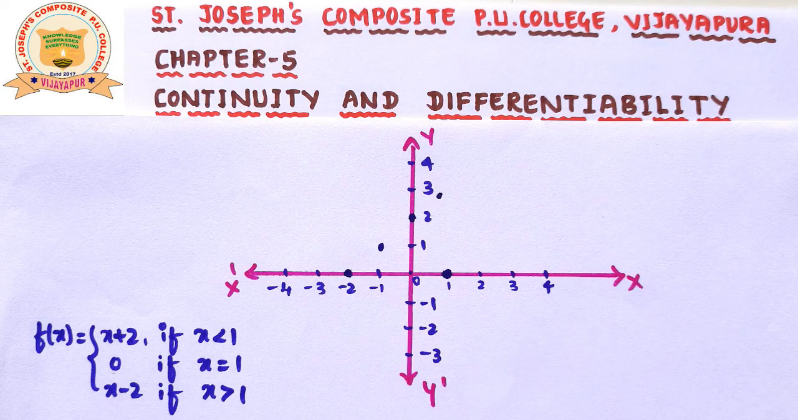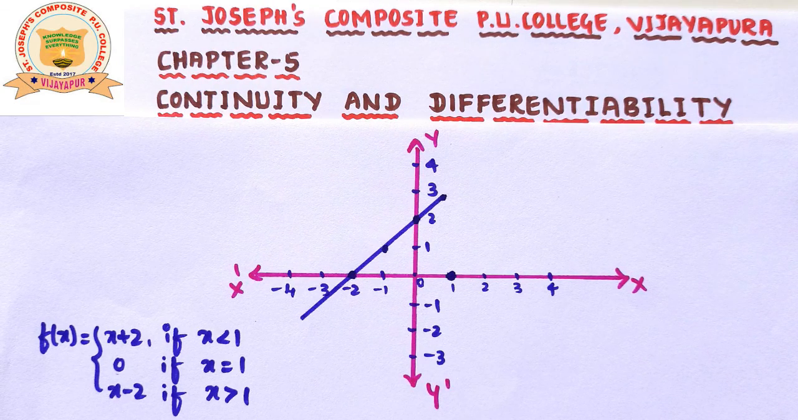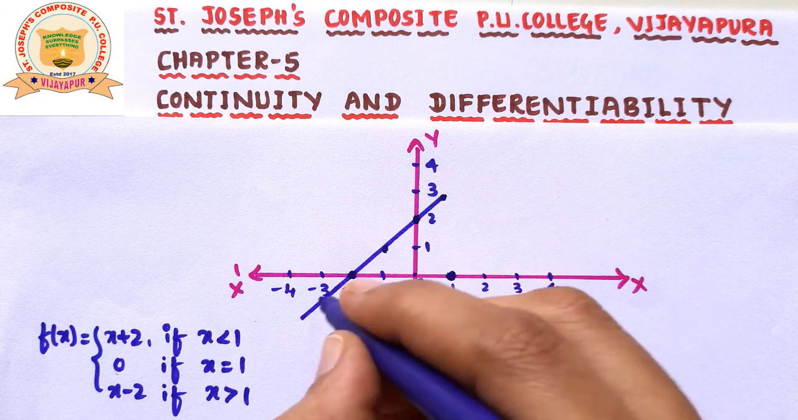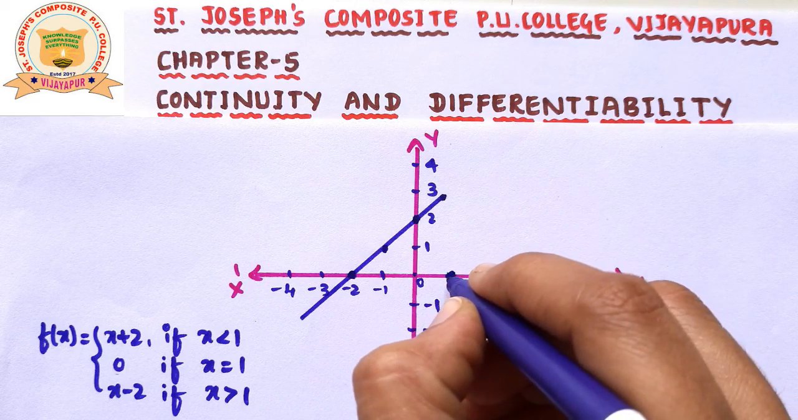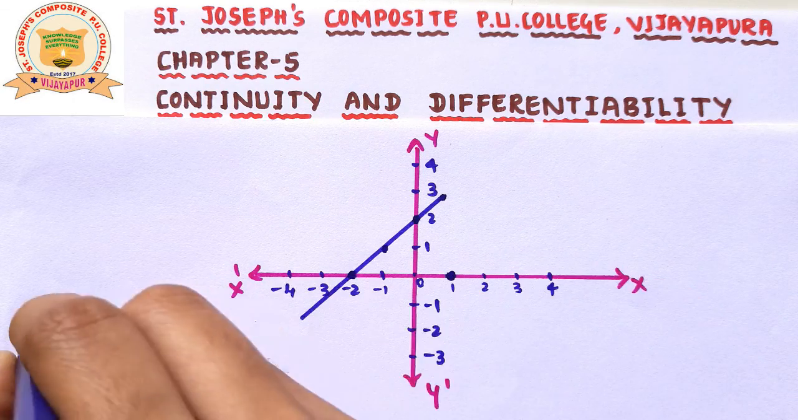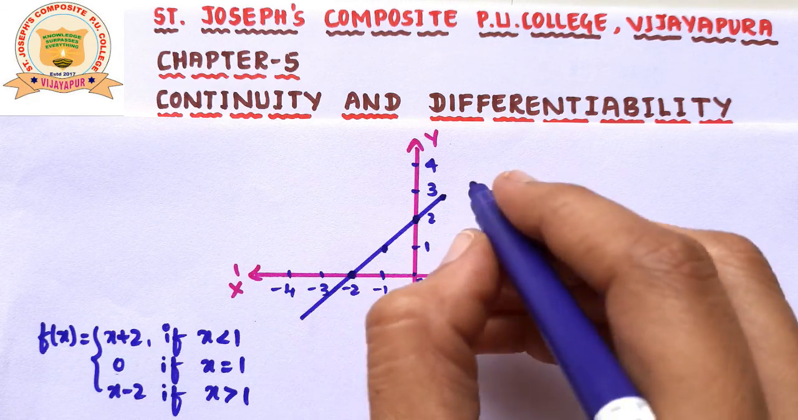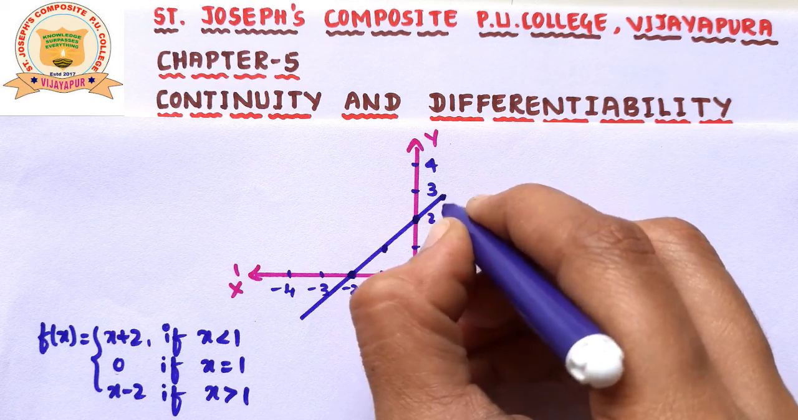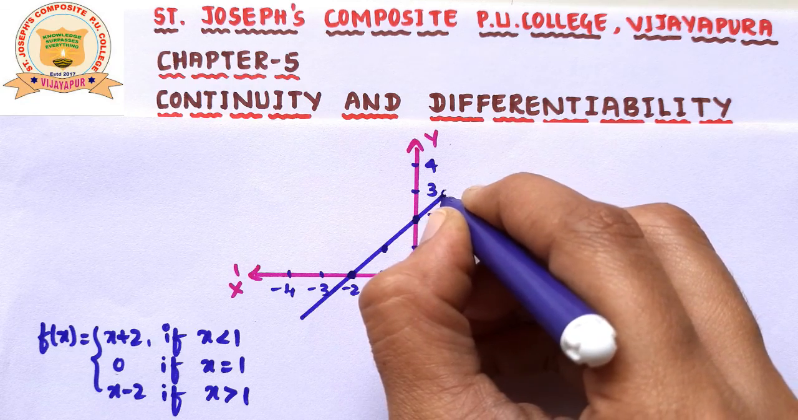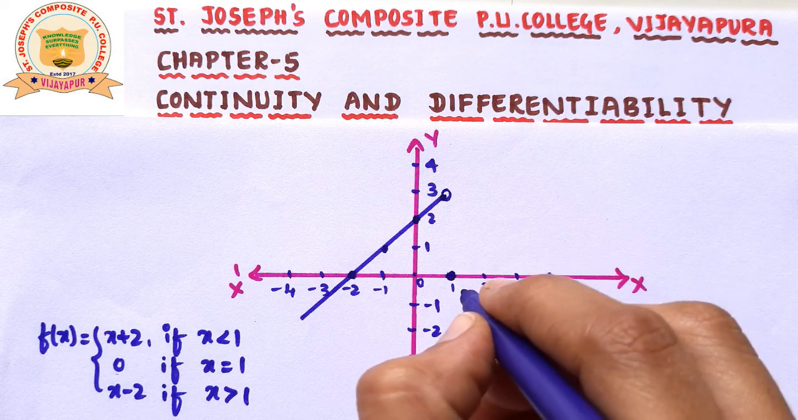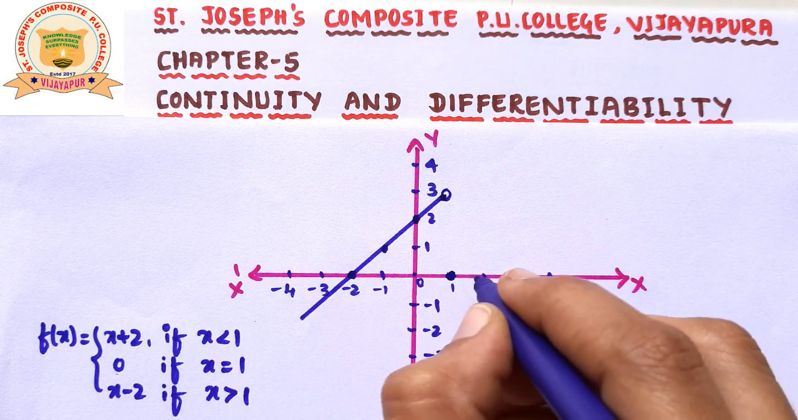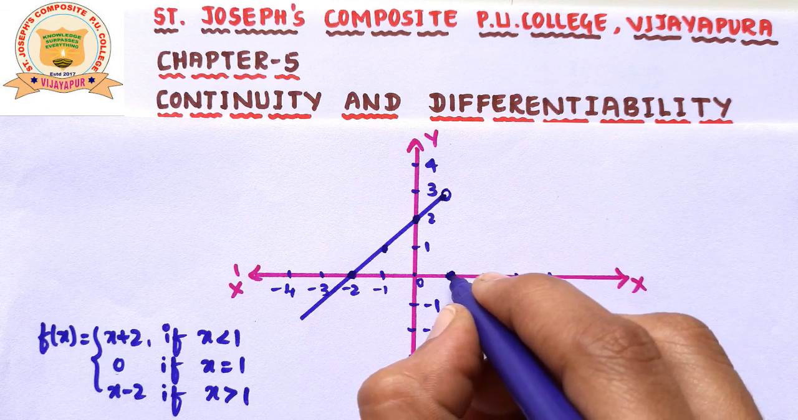Now we will join all these points. We will get the graph like this. For 1, the value of the function is 0. It is not equal to x plus 2. Therefore, we will make a hollow hole at exactly 1 here. Okay. And for greater than 1, it is nothing but 1.1.